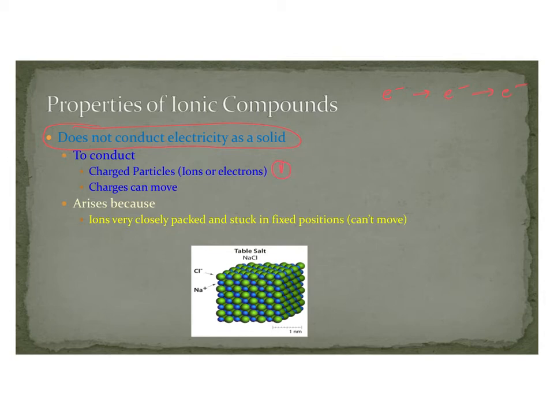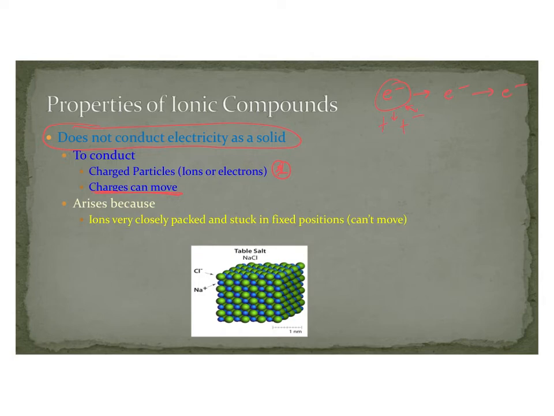One, there's got to be charged particles, things that can attract or repel the little electrons. So you've got to have other positive or negative charges that can either attract or repel the electrons, thus moving them through. And the second is you've got to have space so that the charges can move through the material.